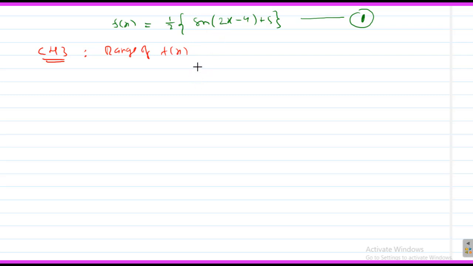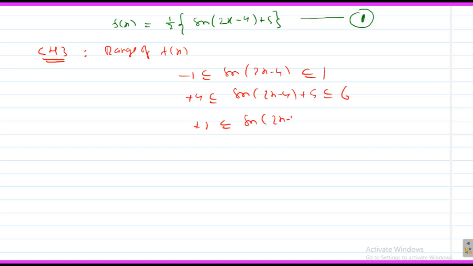Simple problem, range is easy, no? Okay, so minus 1 is less than or equal to sine of 2x minus 4, which is less than or equal to 1. Just add 5: minus 1 plus 5 is 4, less than or equal to sine of 2x minus 4 plus 5, less than or equal to 6. Divided by 2, that gives 2 less than or equal to (sine of 2x minus 4 plus 5) by 2, less than or equal to 3.